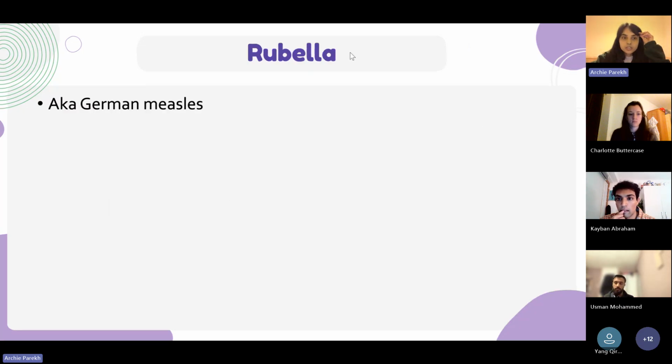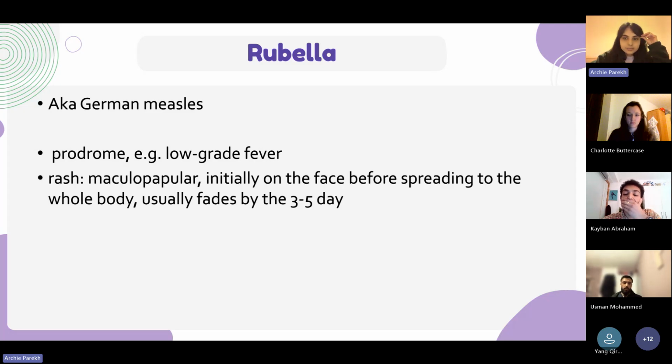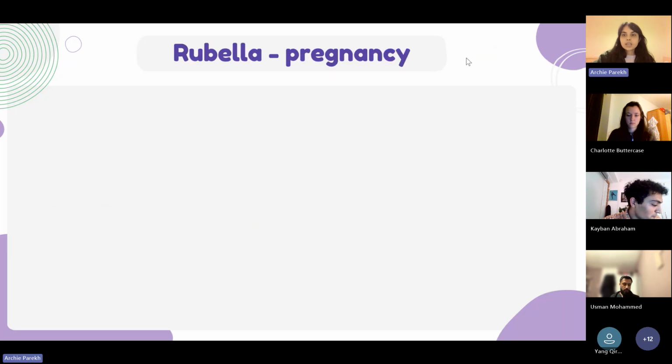Moving on, rubella, which is also known as German measles. You do have a low-grade fever, but rubella is just measles that doesn't look as bad. And again, you have a maculopapular rash where the rash starts on the face. Usually, I don't think in rubella the rash specifically starts behind the ears, but it is usually on the face as well, and it self-resolves. And then you can have lymphatic swelling as well.